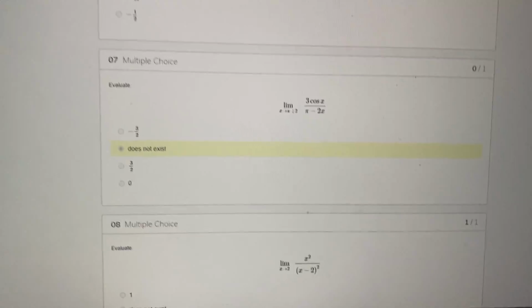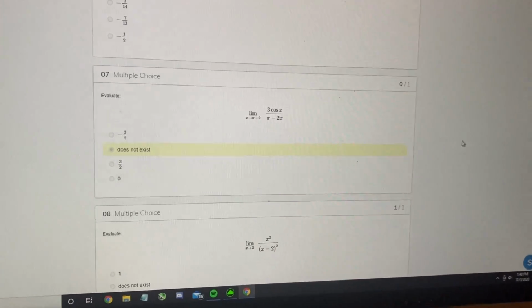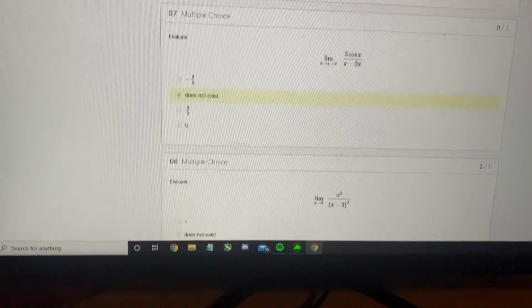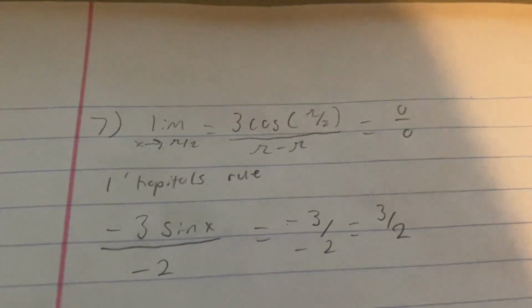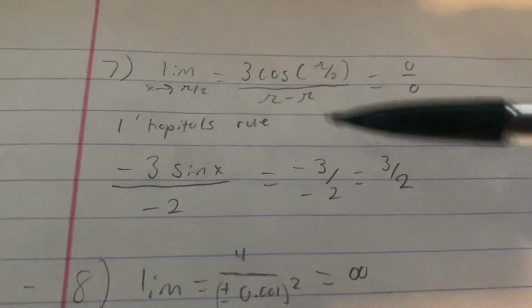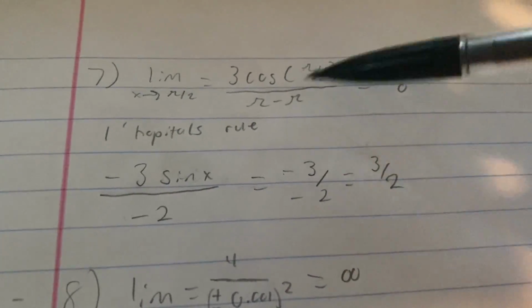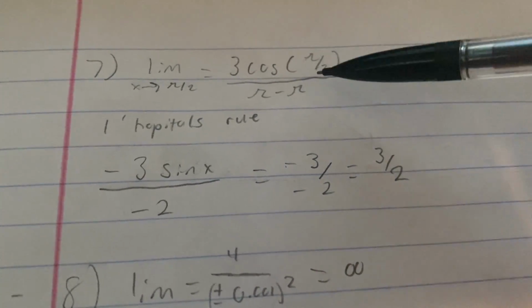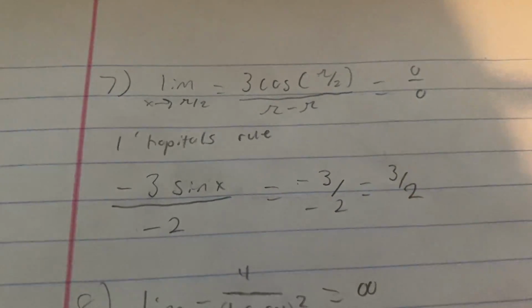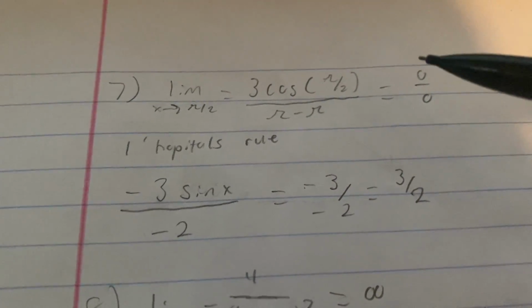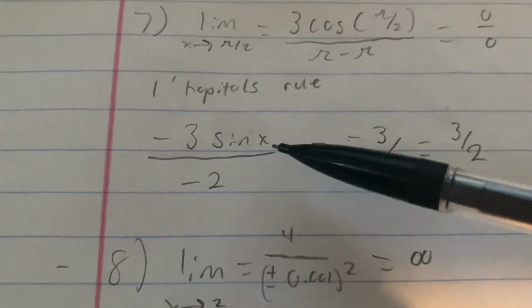So in this situation, we can use L'Hopital's rule. I'm not sure if that's how you say it, but yes, that's what we're going to do. Since this equals 0 over 0, we find the derivative of both the top and the bottom, which is going to be -3 sine x. And you don't apply the chain rule because this is what we plugged in. It's still just x in the parent equation.